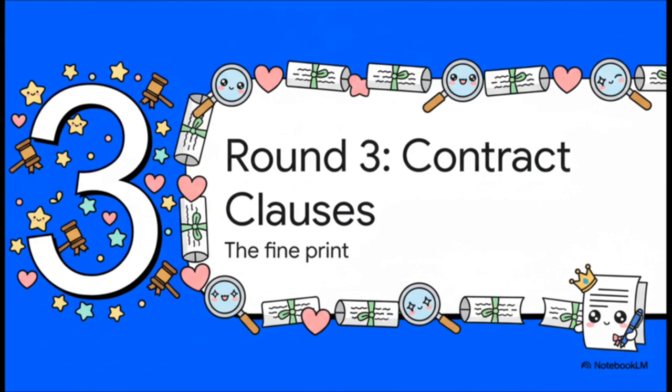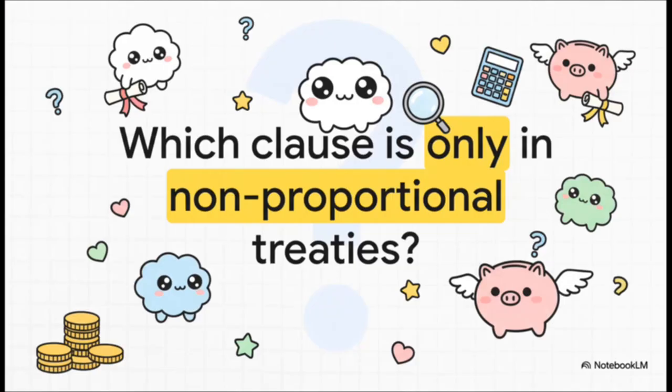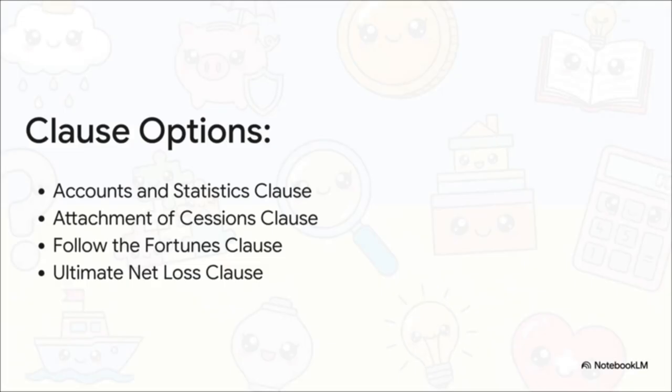And now, we're wading into the deep end, the legal fine print. Welcome to round 3, where we look at the specific clauses that make these contracts tick. So here's your next question. We're looking for something specific. Which of the following clauses is found only in non-proportional agreements? This is a real test of the nitty-gritty details. Your options, and they all sound pretty official, don't they, are A, the Accounts and Statistics Clause, B, the Attachment of Cessions Clause, C, the Follow the Fortunes Clause, or D, the Ultimate Net Loss Clause. Which one of these is unique to non-proportional deals?